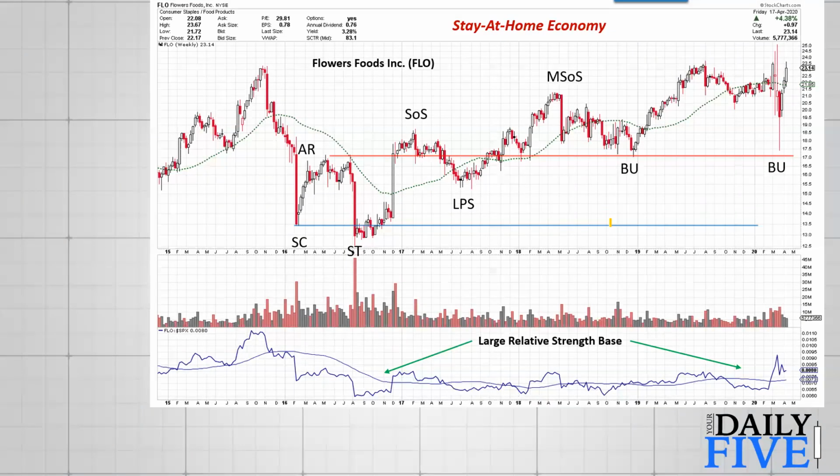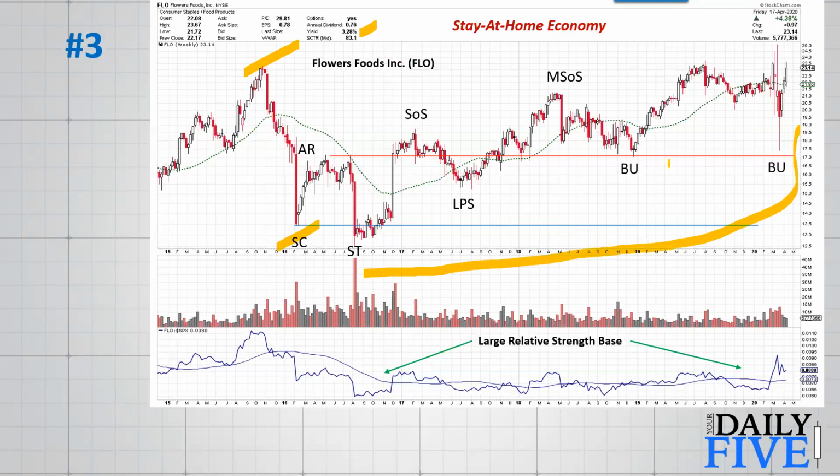Chart number three. Flowers Foods. Flowers Foods is a very important food producer, largest bakery in the country that has a very good yield of 3.28%. You can see a range-bound condition back in 2015, 2016. Flowers Foods has been trading in that range-bound structure ever since. This whole area looks like reaccumulation. You can see after the selling climax and secondary test that there are attempts to work back up to the 2015 high, and now it's knocking on the door.